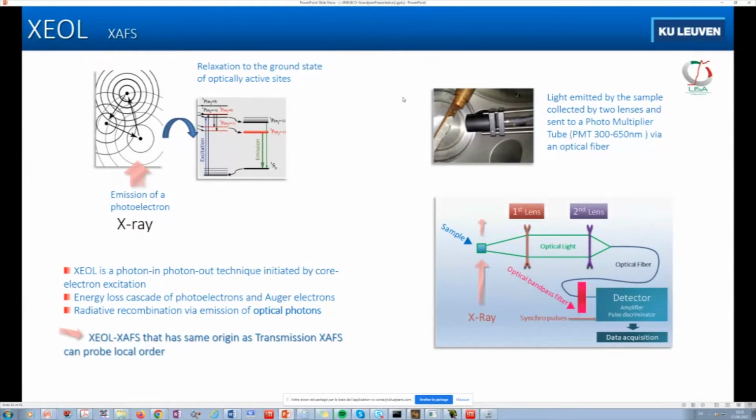And here is the setup. You see this is the sample here, and you have just a lens that is collecting the emission from the cluster. And so the X-ray is here. So here you can measure the transmission with X-ray, before and after. But at the same time, you can measure the optical light produced by the sample. So you have lenses, optics, a detector, and data acquisition. So you measure both at the same time. And this is the interesting thing.